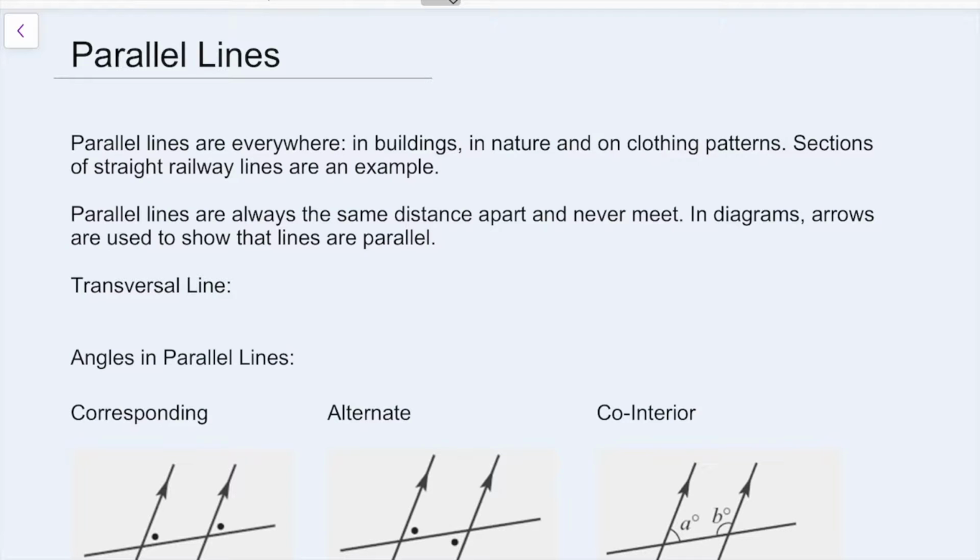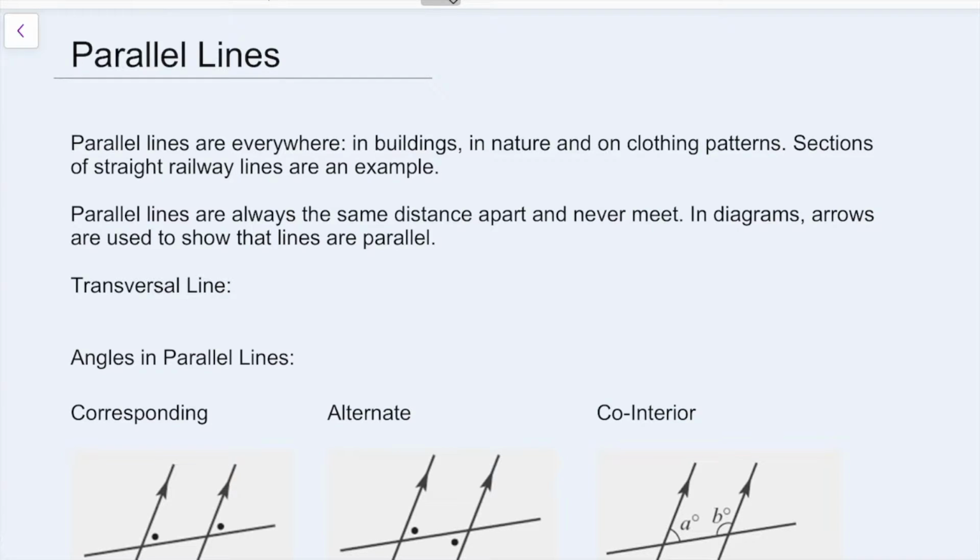Hey everyone, and welcome to this first video in our series on properties of geometric figures in the 5.2 Mathematics Pathway course in New South Wales. This video is going to focus on parallel lines. Now, parallel lines happen all over the place. They can be man-made, in buildings and railway lines, they can be in nature, and they can also come around on clothing patterns. Knowing their special properties can make problem solving in geometry a little bit easier.